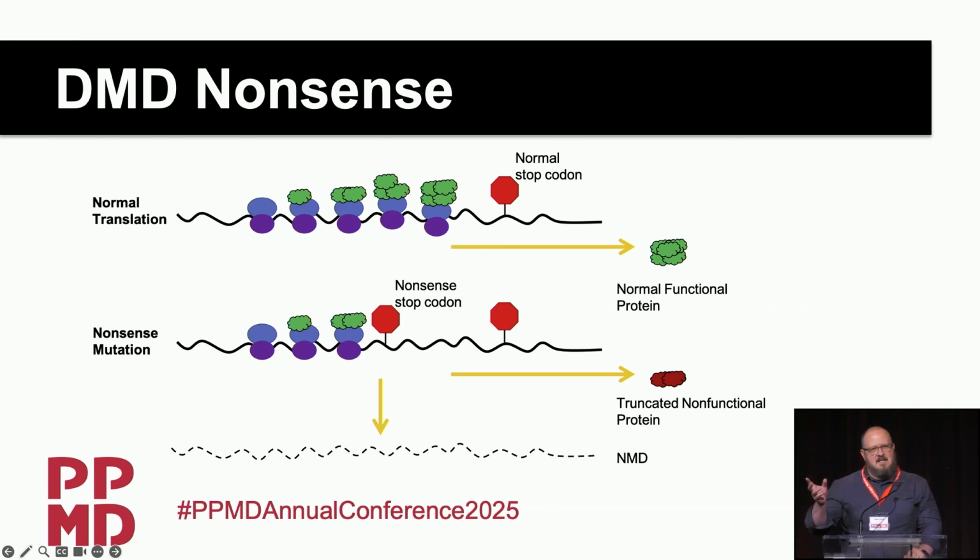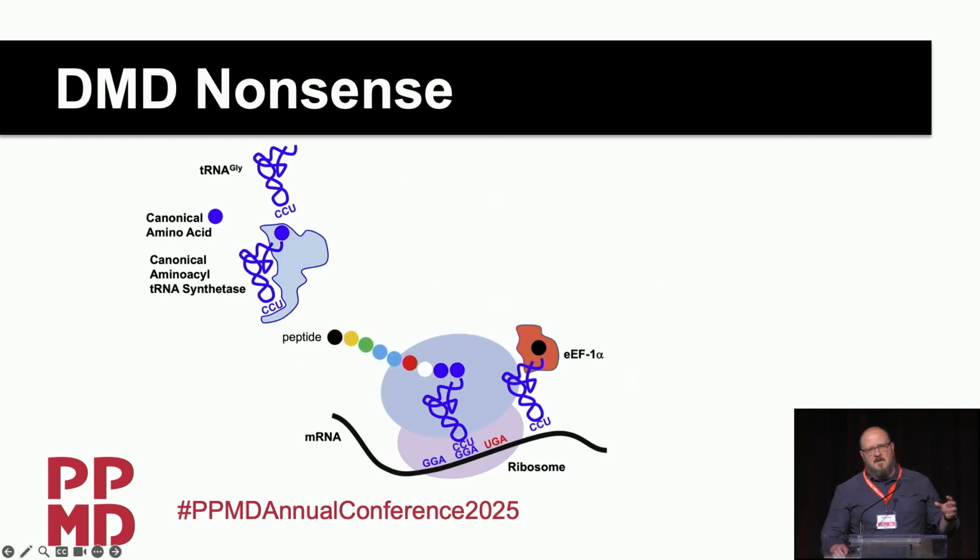When you have a nonsense mutation, or a premature termination codon, you have a stop codon in the middle of the transcript. And so the ribosome, as it's translating 3 nucleotides at a time, will reach a premature termination codon. You have a truncated protein that's not functional. Another mechanism that occurs in this type of mutation is that the transcript actually is being degraded through a process called nonsense-mediated decay.